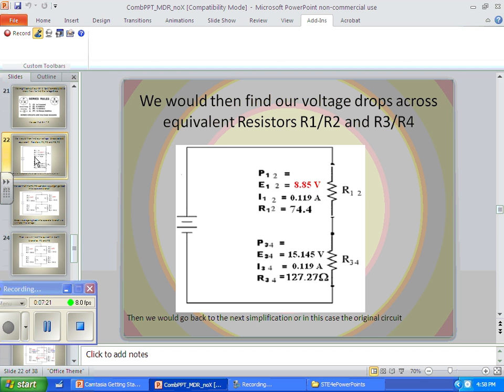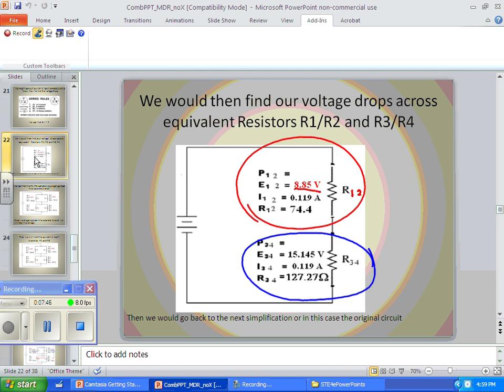Now I want you to take a look at this. On the top, we have these totals right here. Now this R1, R2 is going to go back to being a parallel branch when we look at our previous simplification, right? And then down on the bottom, what number are we going to take out of this into that parallel branch? Voltage. How about our bottom one? We know that R34 is a parallel branch, so what are we going to put back in that parallel branch? 15.145 volts.